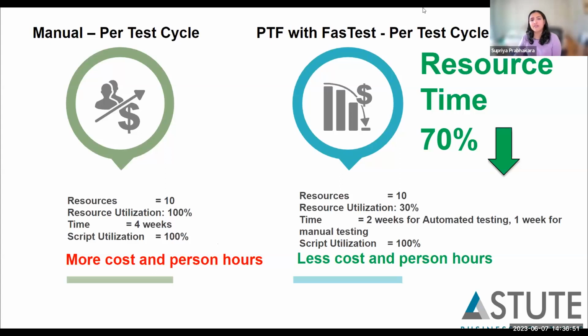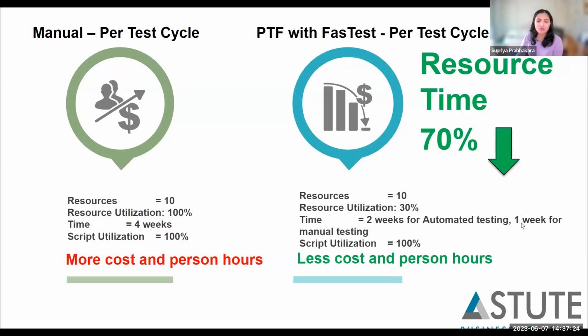Okay. And after that, they implemented PTF with FastTest. And now they still have those many resources. They haven't let go of them or anything, but their utilization is 30%. So the rest 70% of the time, they will put in other value add services and not just mundane, repetitive testing. And the time that they now use for doing this whole testing for the test cycle is 2 weeks for automated testing.